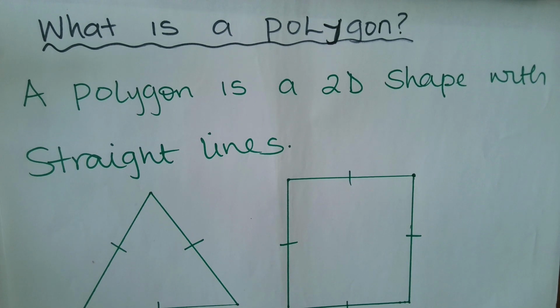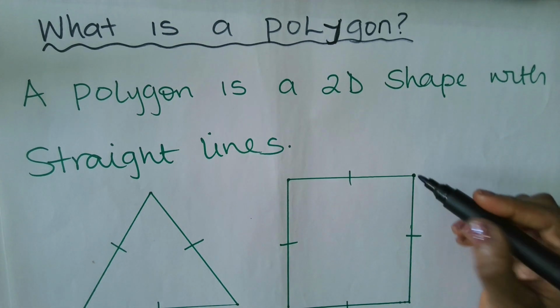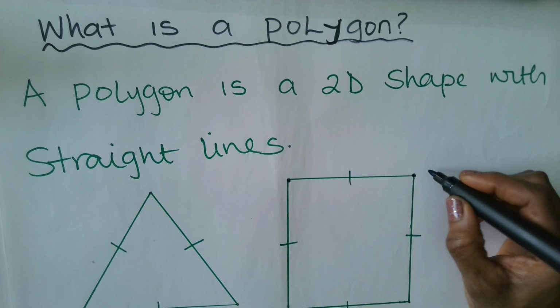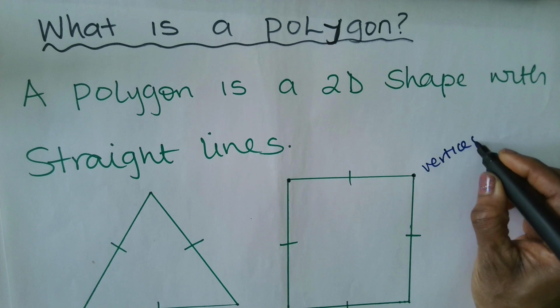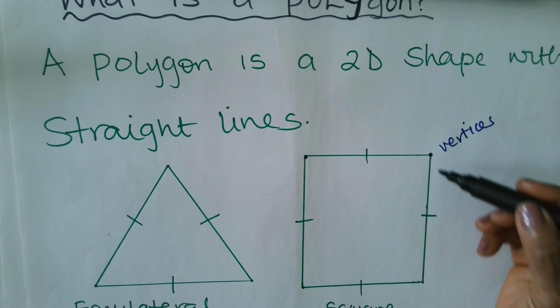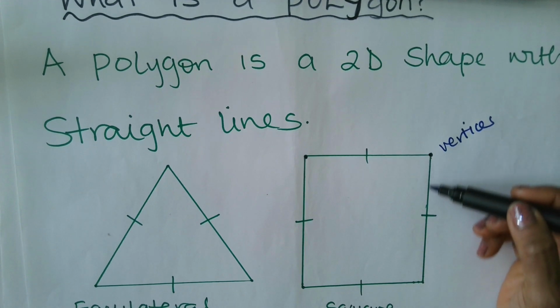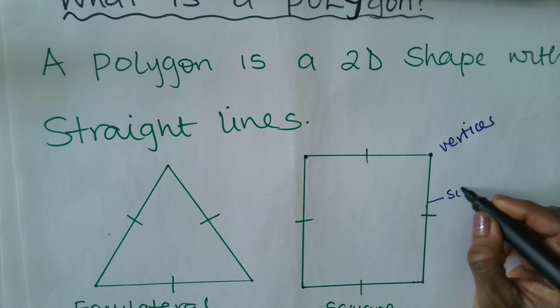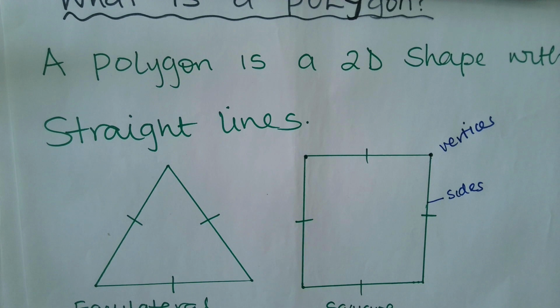So a polygon is a 2D shape with straight lines. These are corners. These corners here are called vertices. One of them is called a vertex. Now when we look at this, the line segments here are called the sides. So a polygon is a 2D shape with at least 3 sides.